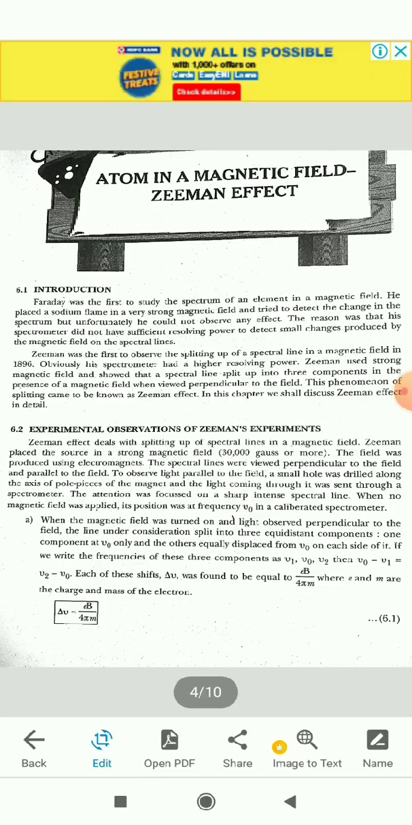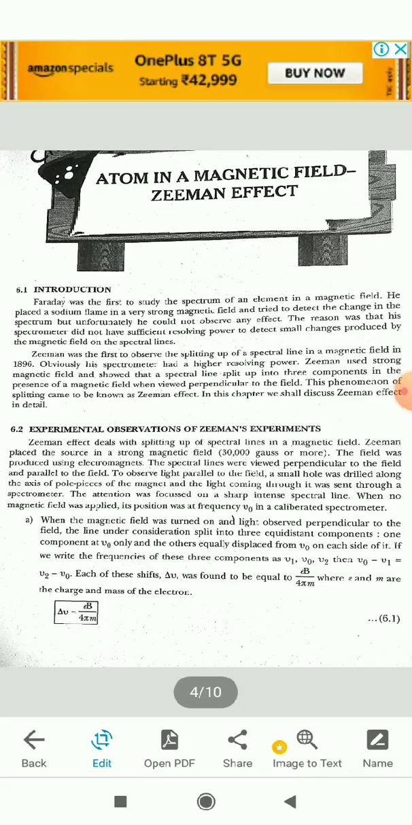So the first observation: the sharp, intense spectral line is positioned at frequency nu naught, some particular frequency in a calibrated spectrometer. Then the magnetic field is turned on and we observe perpendicular to the field. Three lines are clearly observed, equidistant from the original frequency nu naught.